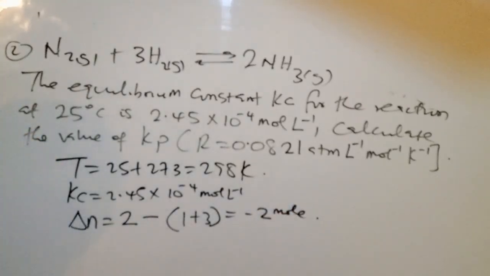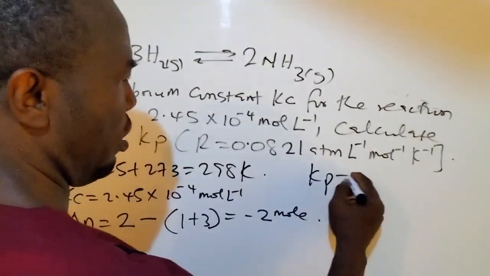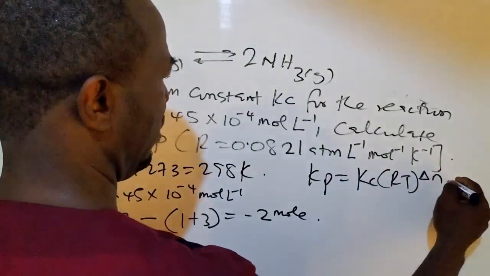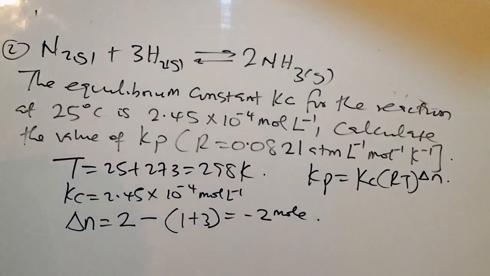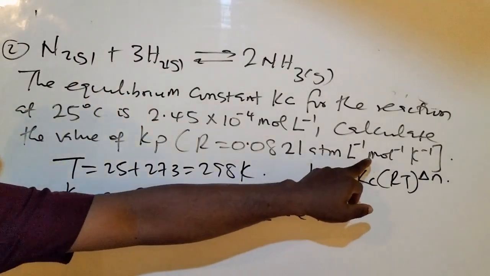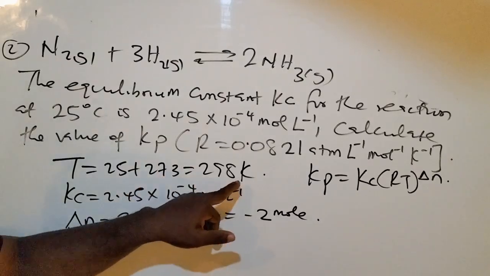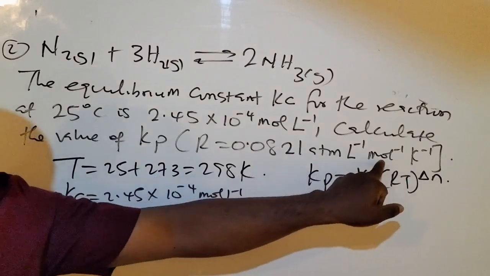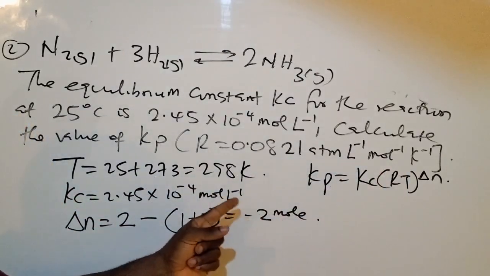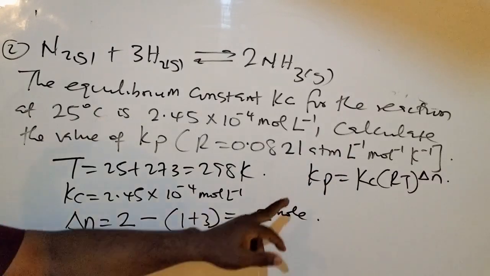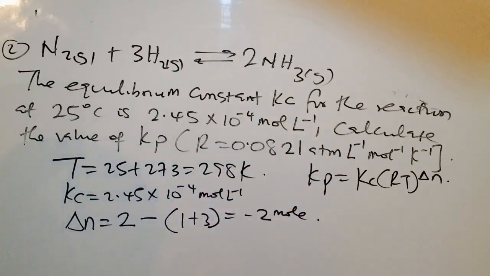So having done that, we're going to apply the formula Kp equals Kc (RT) to the power delta n. Before we make our substitution, we have to look at the unit of R, where the units are all reflected in what's given to us. So you see that Kelvin is there, mole is there, liter is also there. So that is okay, nothing missing, because our answer will not be in atmosphere. We can go ahead and substitute.